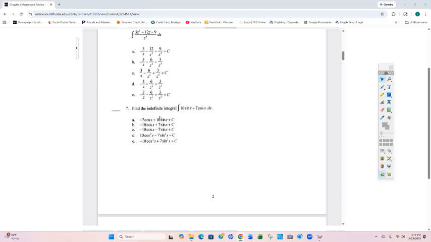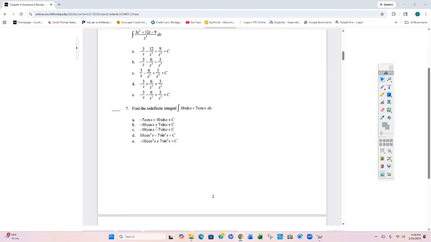Number 7, find the indefinite integral of 10 sine s plus 7 cosine s, ds. A, negative 7 cosine s plus 10 sine s plus c.